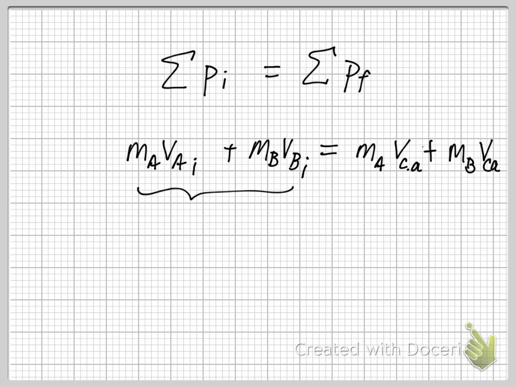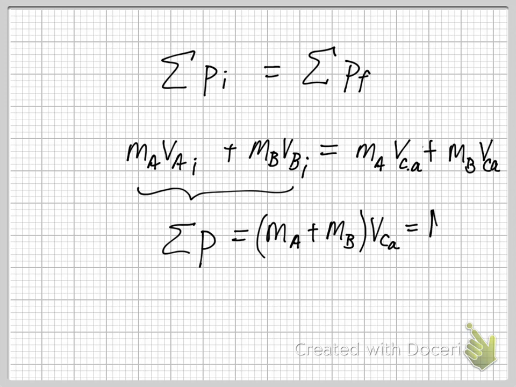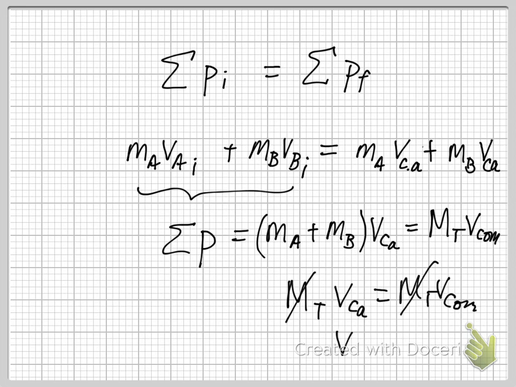And so this right here we know is just in general the sum of all momentum, and then I can factor out V of closest approach, so I would have MA plus MB times V of closest approach. But we also know that the net momentum is equal to the total mass times the velocity of the center of mass. And the total mass is MA plus MB. So that means that the velocity of the closest approach is equal to the velocity of the center of mass. And there you go.